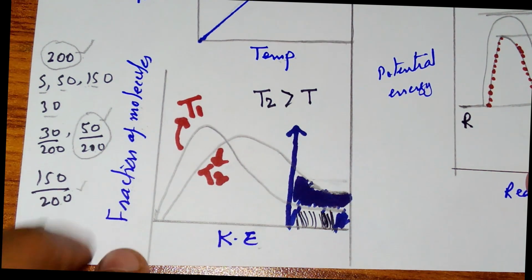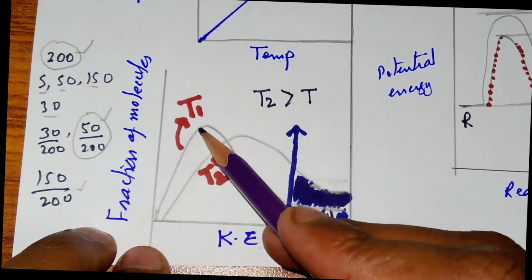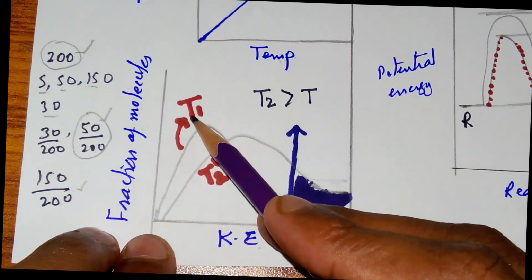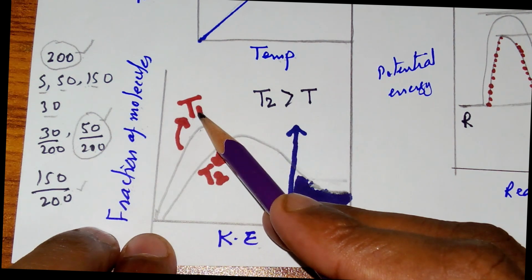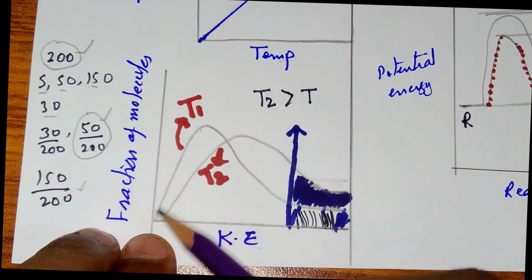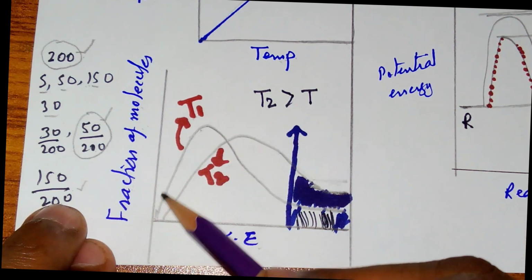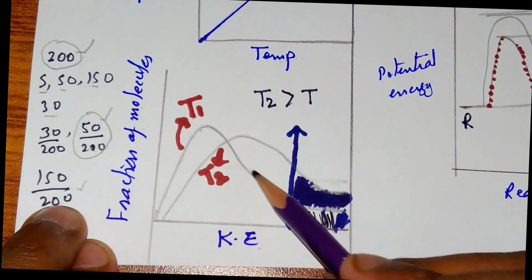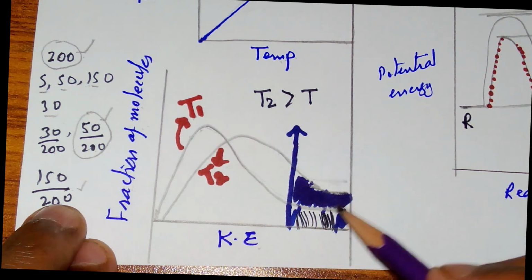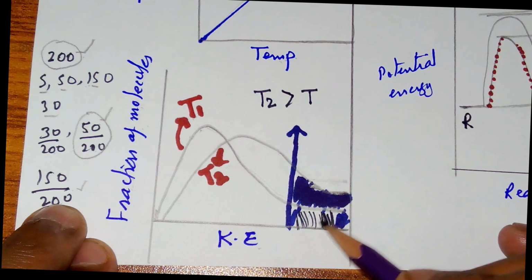So let's see this graph. This graph is represented by T1. This is temperature T1, and it starts from the origin, goes up, and again goes down and reaches here. So you can see here, this is the smaller number of fraction of the molecules.